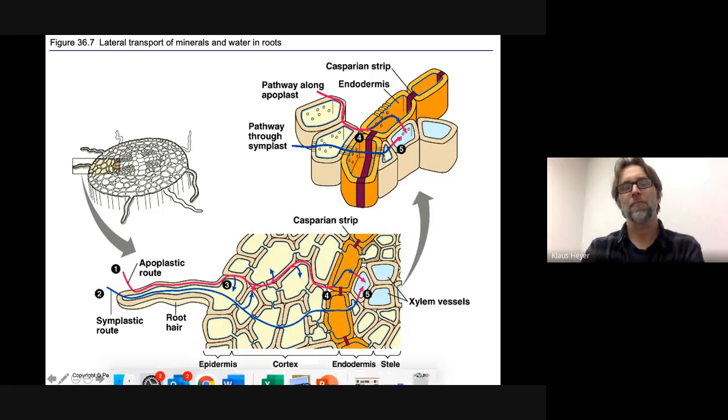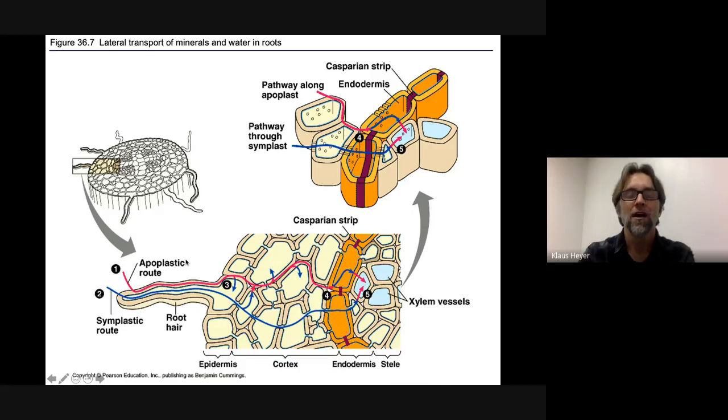So anyway, the takeaway from this slide: I want you to know the difference between the apoplastic route and the symplastic route. The symplastic route is just going in the cells from cell to cell. The apoplastic route is going from cell wall to cell wall. That's another way to look at it. The Casparian strip, if I ask you what that is, it forces the water into a cell. That's what these purple strips are doing.